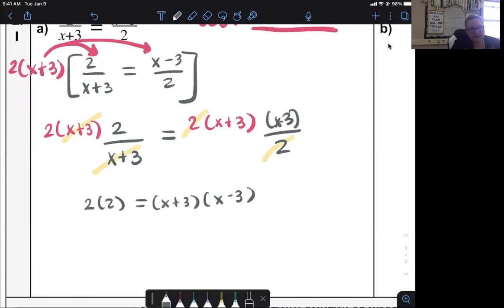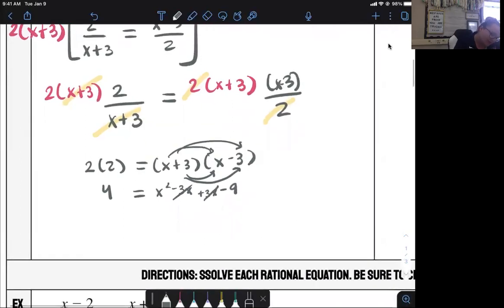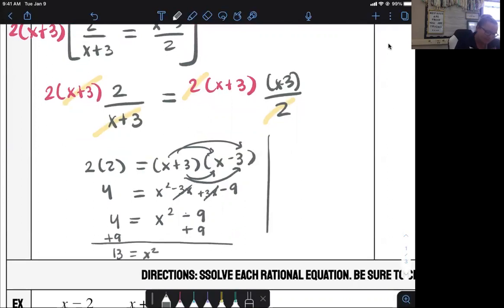Now we need to multiply this out and solve for x. So 2 times 2 is 4. x times x minus 3 is x squared minus 3x. 3 times x minus 3 is 3x minus 9. Negative 3x plus 3x cancels, so 4 is equal to x squared minus 9. Let's just add 9 to both sides. Here we go, we're going to get 13 is equal to x squared. So x squared equals 13.